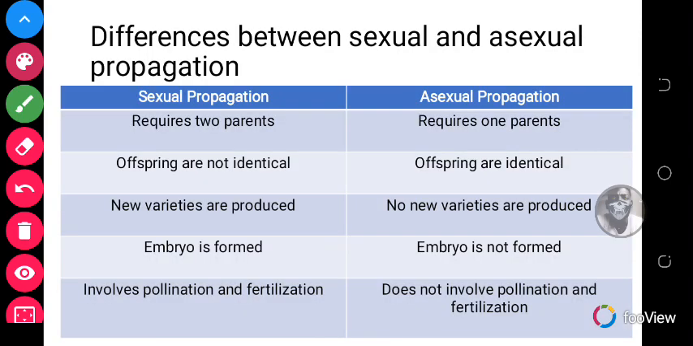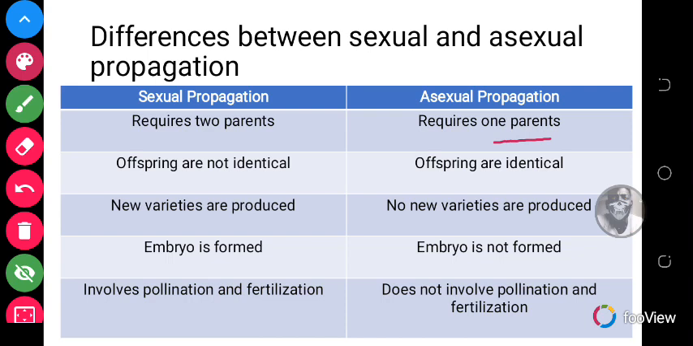Let's look at the differences between sexual and asexual propagation. Sexual propagation is usually propagation by seeds, and it usually requires two parents. So you realize that in pollination, there is transfer of pollen grains from the anther to the stigma. With cross pollination, it involves two parent plants. But asexual propagation strictly requires one. Only one parent plant is needed to propagate the plant.